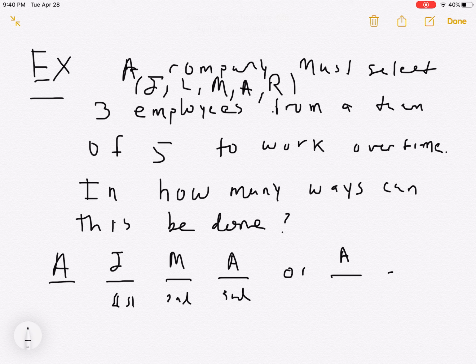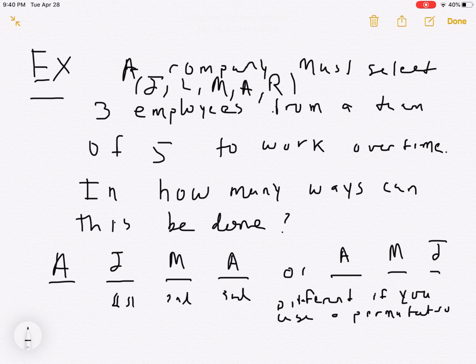Aaron, Mary, or John. A permutation would be counting those 2 as different, if you use a permutation. Okay? But it's the same because it doesn't matter whether you're selected first, second, or third, you're still working over time.